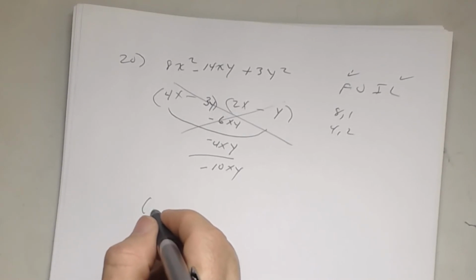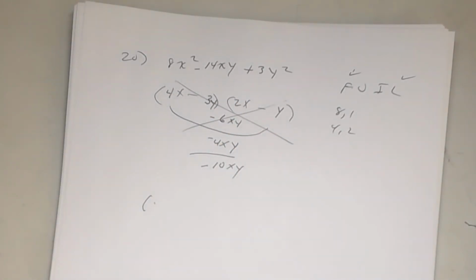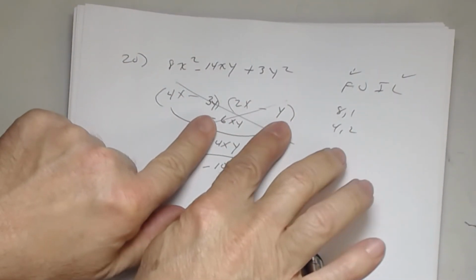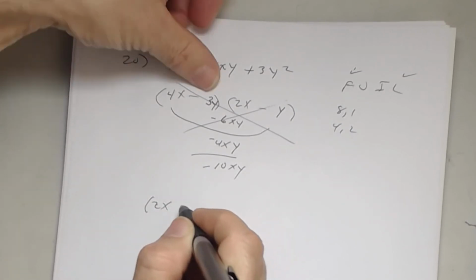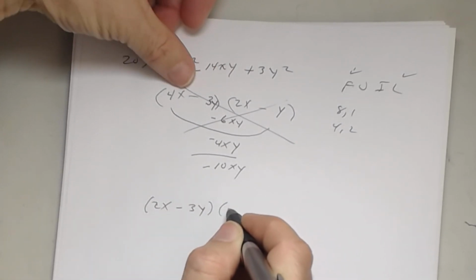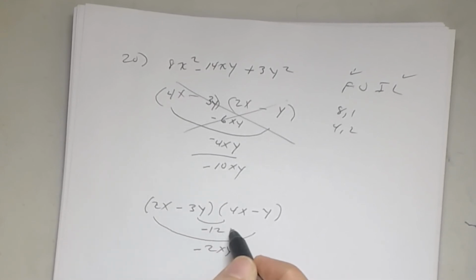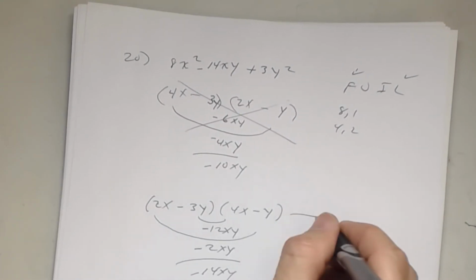So instead of saying 4x minus 3y, let's say... No, I'm just switching for right now. I'm just switching the terms. I asked you, do you want to switch the 4x and 2x, or do you want to switch the 3y and the y? You said first terms. So you can say 2x minus 3y times 4x minus y. Now let's check. What's the outer? Negative 2xy. What's the inner? Negative 12xy. Does that work? Yes, you get negative 14xy. So there's your answer. Okay? All right, so there's your answer right here.